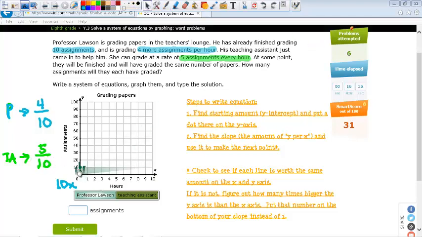Okay, let's graph this. Professor Lawson started at 10, going up 4 over 10. And the teaching assistant started out at 0. She just came in. So she starts with 0 and goes up 5 over 10. And the number of assignments where the lines cross is 50. So once again, we found out how many times bigger the y-axis is than the x-axis, and we put that number on the bottom of our slope instead of 1.